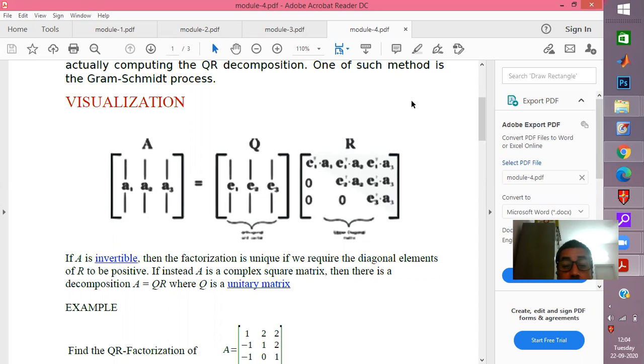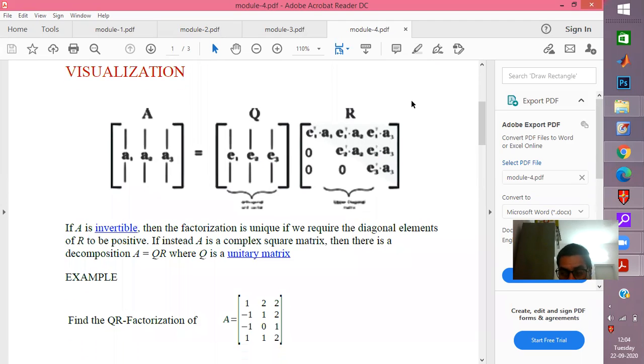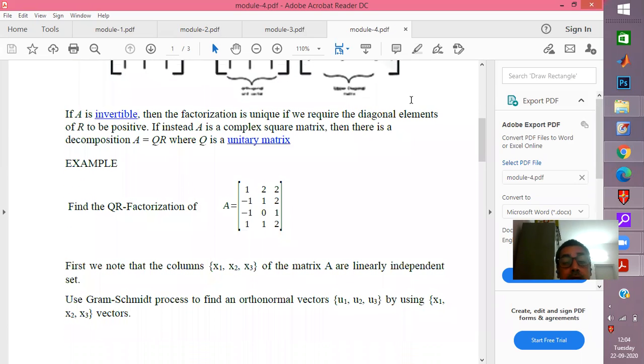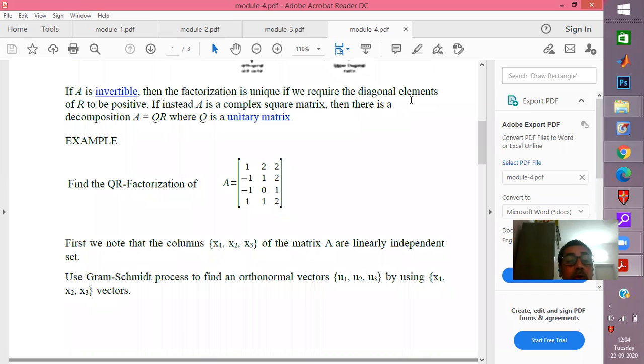Instead, if A is a complex square matrix, then A equals Q into R will have Q as a unitary matrix. Now we know that the unitary matrix is a complex analog of the real orthogonal matrix. Now let us see how to go about doing the QR factorization.